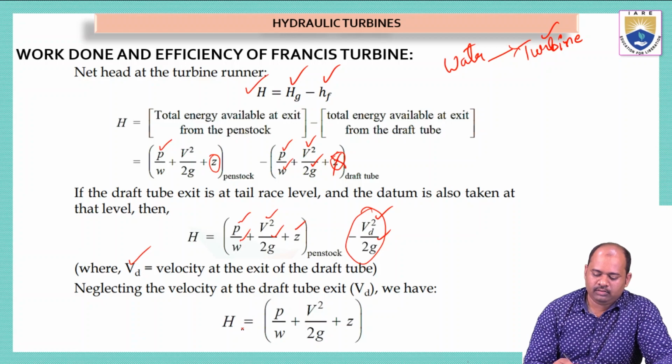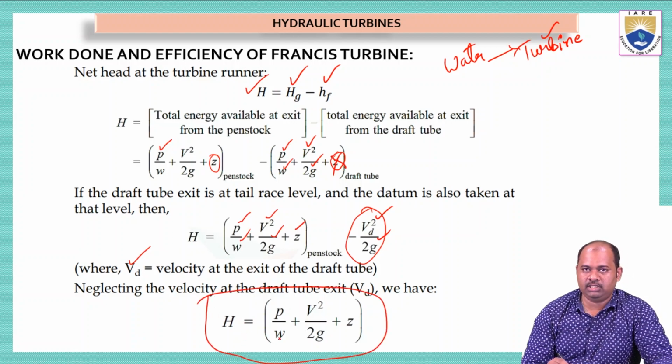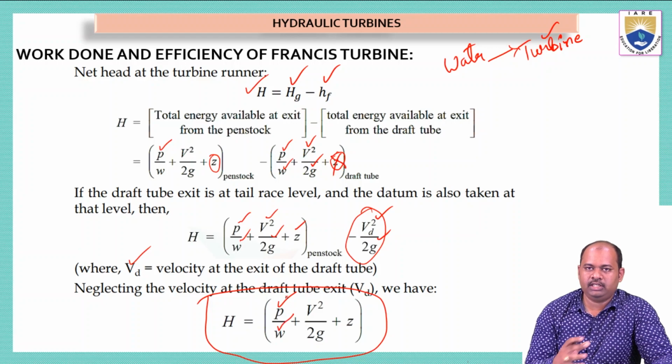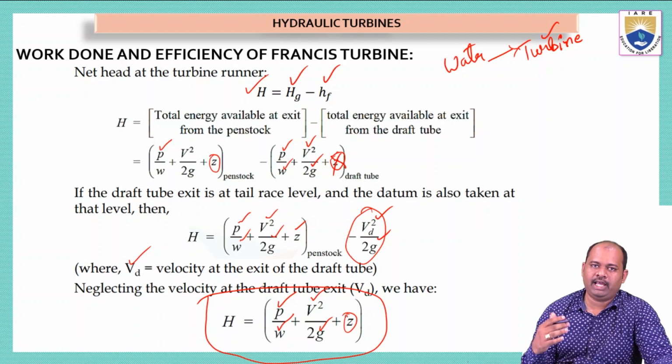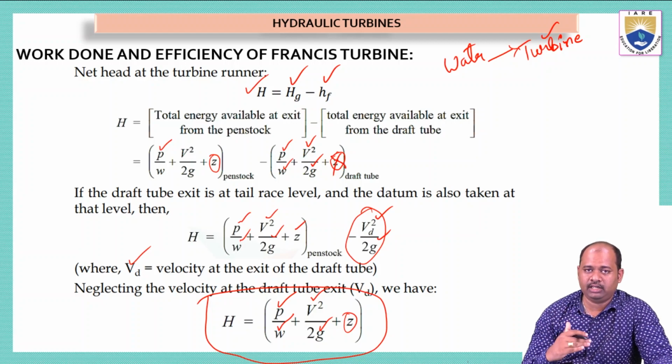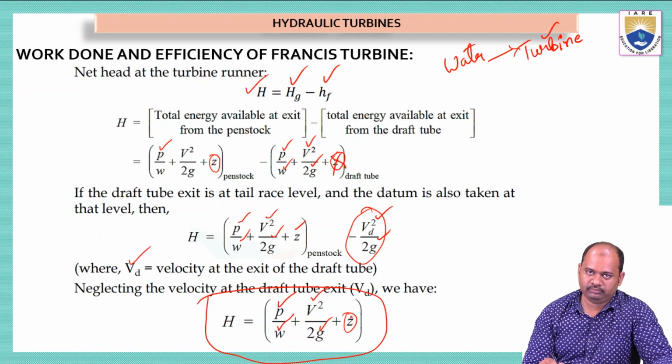And finally, we have this formula. This is for net head. Capital H is equal to P, that is pressure of the water, W is weight of the water that is coming out of the penstock, V is the velocity, and G stands for gravity. And Z is the distance from the datum. Like if we take the water level in the tail race, the difference between the height of water in the tail race and the draft tube exit, this distance is called Z. Okay.